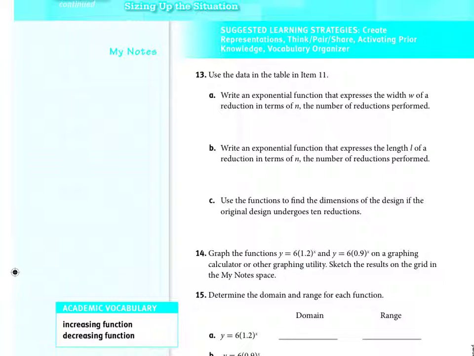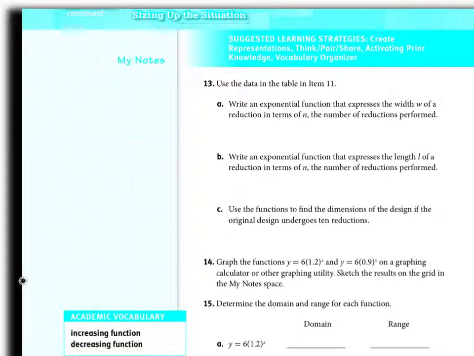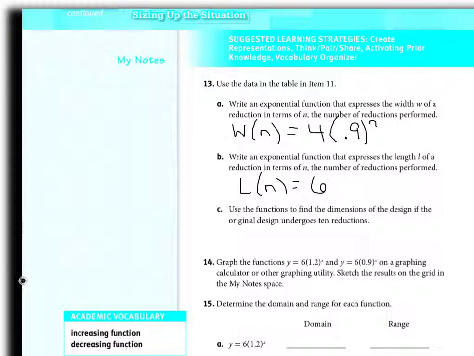So what would be a function for those? Well, the width, again, started with 4, but this time we were multiplying by 0.9 each time. The length started at 6 again, but this time we were multiplying by 0.9 each time.